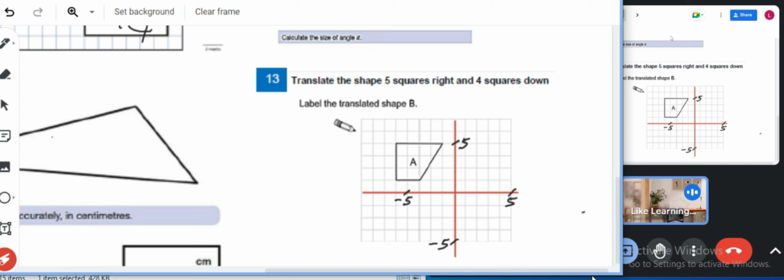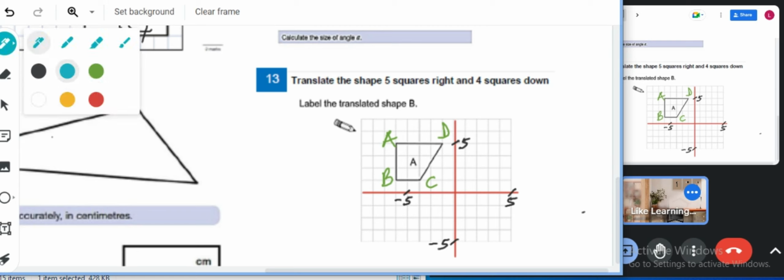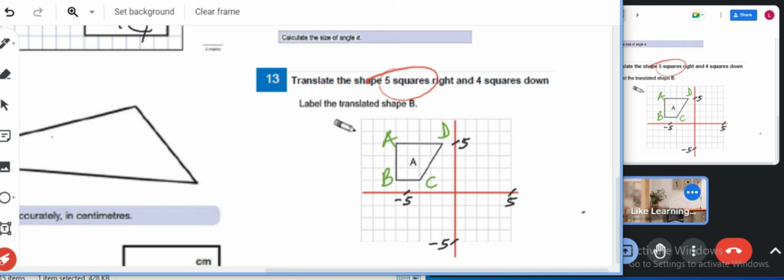By the way, what are we asked to do? Translate the shape 5 squares right and 4 squares down. You know what that means? Yes. Usually I advise that whenever you're given this kind of thing, you add letters to the corners. You can make this one A, B, C, D. For any corner you pick, you need to move it 5 to the right and 4 down.